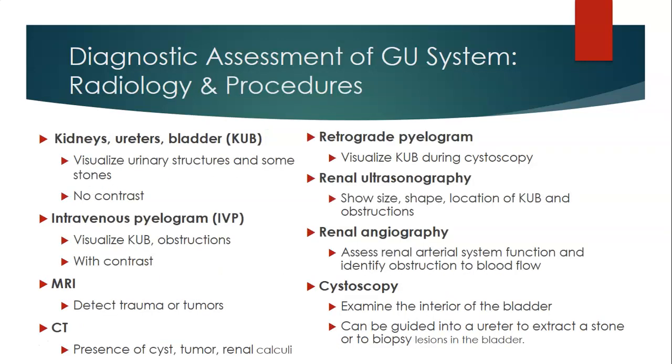So we've talked about urinary labs, we've talked about looking at urine specifically, and now we talked about blood lab values that might indicate some renal function. Now we're going to talk about radiology and procedures. So something you might see ordered on a patient who is having some sort of renal issue would be a KUB. This stands for kidneys, ureters, and bladders.